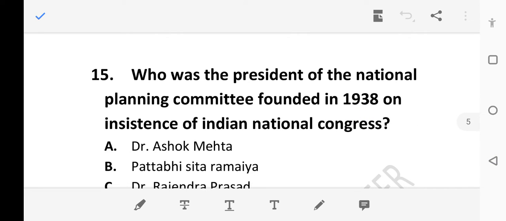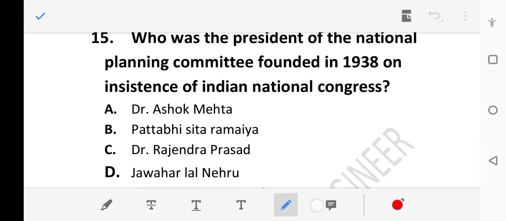Who was the president of the National Planning Committee founded in 1938 on the insistence of the Indian National Congress? That is option number D, Jawaharlal Nehru, was the president of the National Planning Committee founded in 1938 on the insistence of the Indian National Congress.